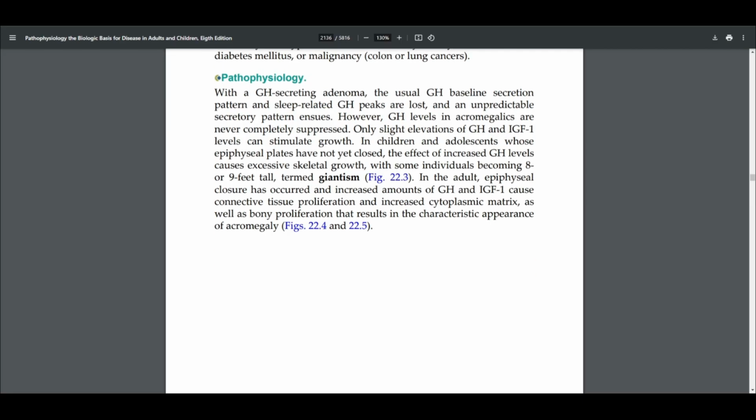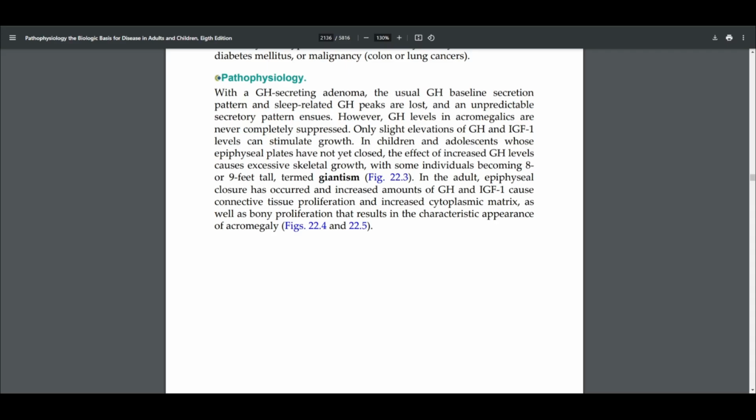So the pathophysiology behind acromegaly. With a growth hormone secreting adenoma, the usual growth hormone baseline secretion pattern and sleep-regulated growth hormone peaks are lost, and an unpredictable secretory pattern ensues. However, growth hormone levels in acromegalics are never completely suppressed. Only slight elevations of growth hormone and IGF-1 levels can stimulate growth.